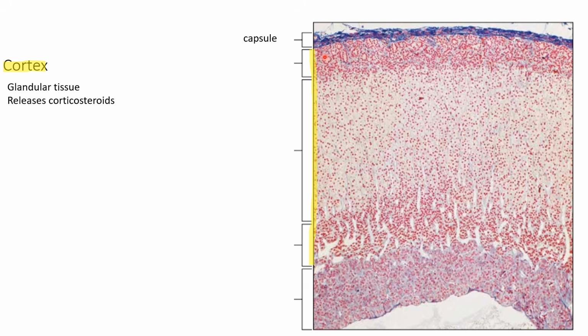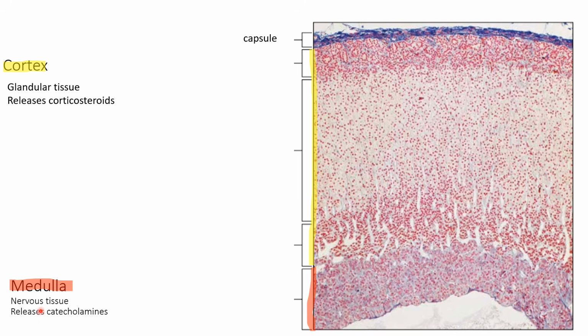The inner layer, so if the outer layer is the cortex, what's the inner layer going to be called? And if the outer layer is glandular tissue, then what is the inner layer going to be? So if the outer layer is the cortex, the inner layer is the medulla. Outer layer is glandular tissue. This inner layer is nervous tissue.